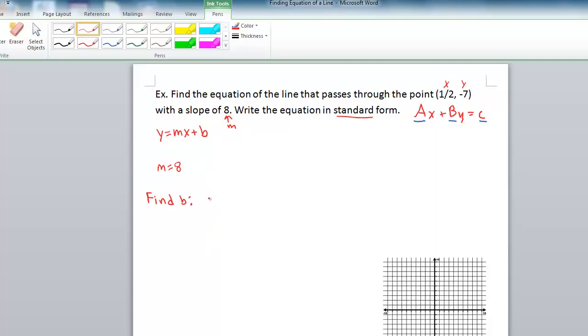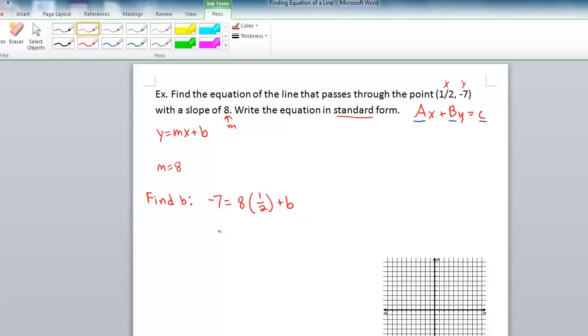y is -7, m is 8, x is 1/2, and b is the thing we're trying to find. So we've plugged in all the information that we know, and now we can solve this equation for b.